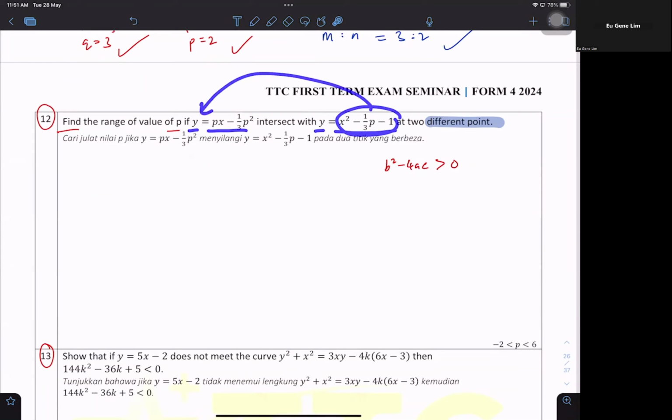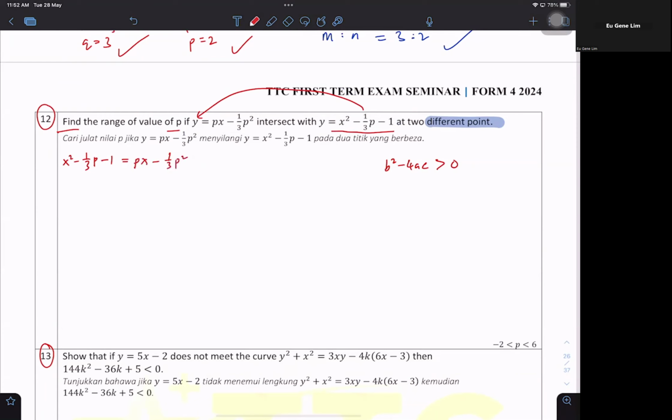Because they are the same, right? They are both y. So you can actually substitute first. Remember, whenever you have two equations, you should substitute first before you do anything else. Okay, so I do like this. I take this one and sub into the y here. So x squared minus 1 over 3p minus 1 equals px minus 1 over 3p squared.